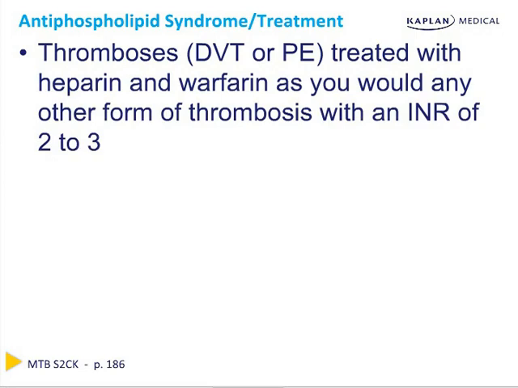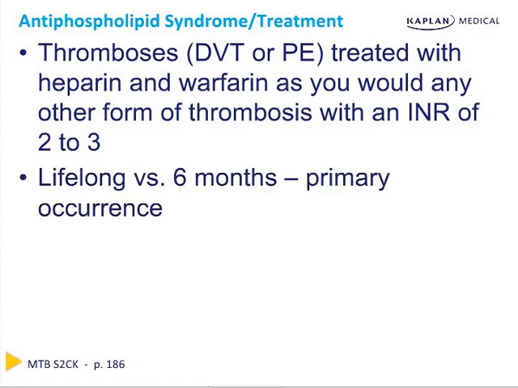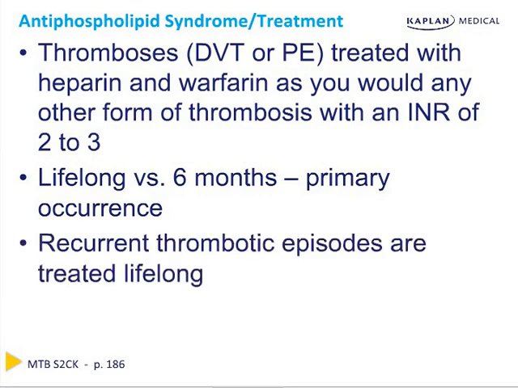An asymptomatic patient with an antiphospholipid antibody doesn't need to be treated. However, if they've had any form of thrombosis, this includes a DVT or PE, they are to be treated with heparin and warfarin as you would any other form of thrombosis with an INR goal of 2 to 3. What does come up is the duration of treatment. It's actually rather controversial. It is not clear if lifelong warfarin instead of the usual 6 months of treatment is indicated after a single thrombotic episode in the setting of antiphospholipid syndrome. What we do know, however, is if they've had recurrent thrombotic episodes, they are to be on warfarin lifelong.